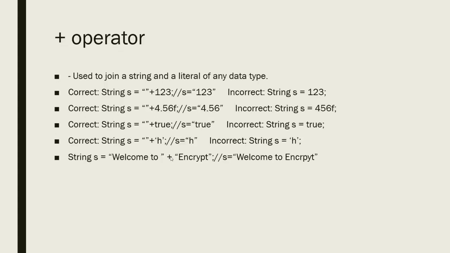Up next, we have the plus operator, which is not a function, but this one joins strings with literals of any data type. It's actually another alternative of the value of function, because you can just say string s is equal to open and close double quotes plus whichever value you want to convert to a string. So this would be the correct way of writing these, and these would be wrong. We can also use it while printing two strings as shown in the example below, this one right here.